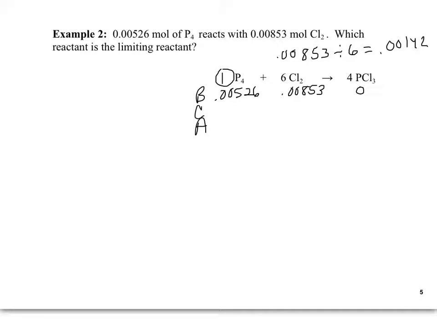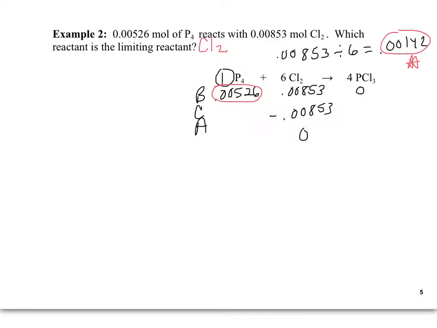This is 0.00142. So what we're going to do is compare this number to this number. This is already a coefficient of 1. And we're going to pick the smaller number. So 0.00142 is smaller than 0.00526. So that makes the chlorine the limiting reactant. All of it will react until nothing is left.